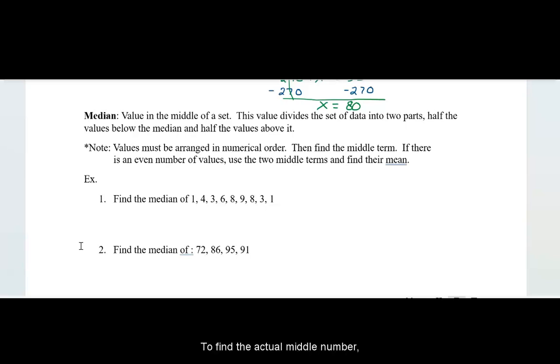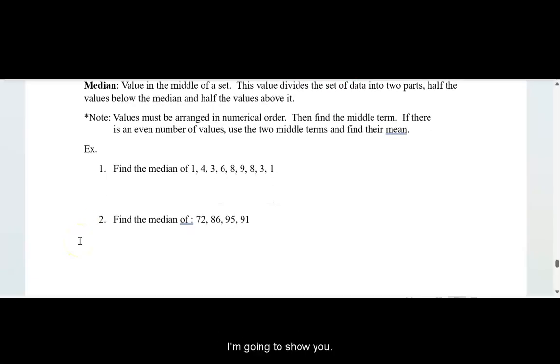Here's the thing though, to find the actual middle number, you're going to have to put these numbers in order from the smallest to the largest, and then you find the middle term. So let's start with number 1, then I'll explain number 2. We want to find the median of these numbers. However, we need to put them in order from smallest to largest. So I see 2 1s, and yes, you write out every number, even if they repeat. I see 2 3s, 1 4, a 6, 2 8s, and a 9.